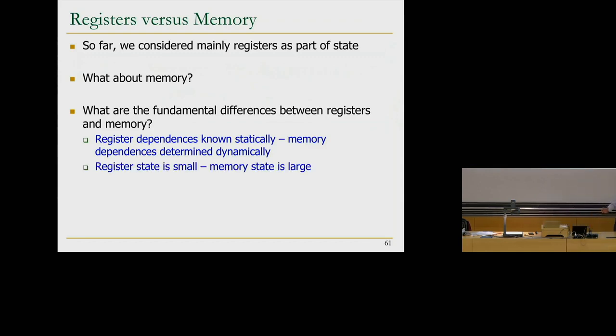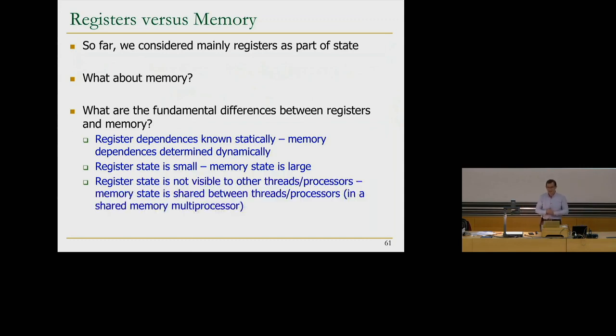So register state is very small. We looked at 32 registers, 64 registers. Memory state is huge. The addresses are very large, right? So this is going to double our headache a little bit. And the register state is also interesting, but we're not going to tackle it as much.